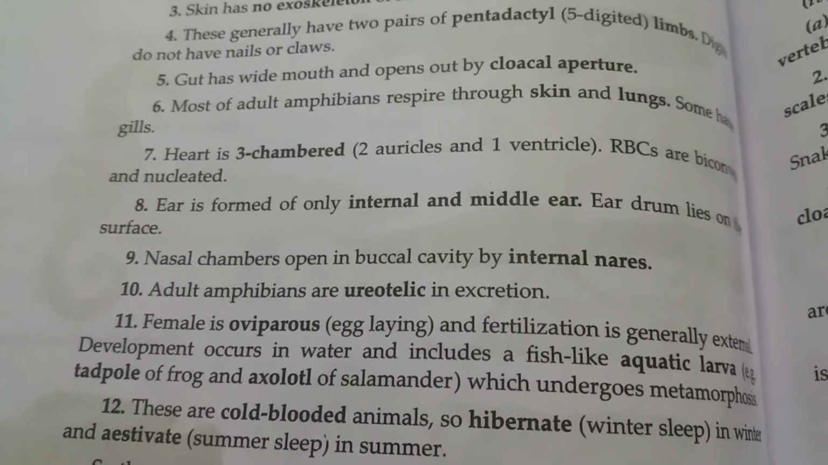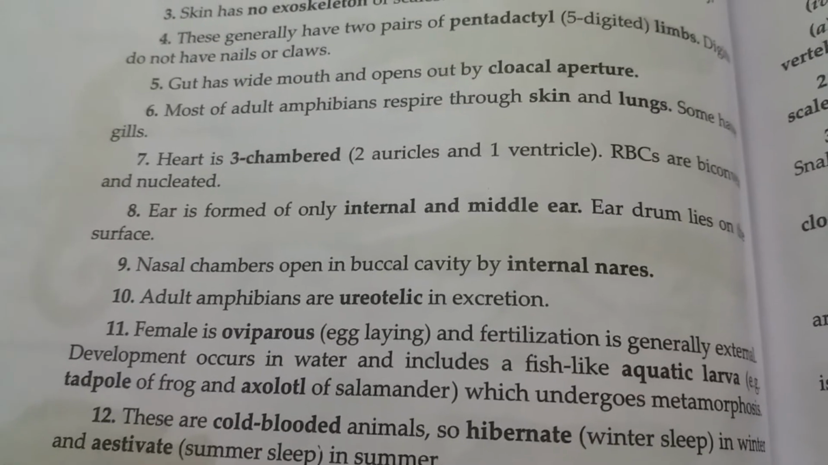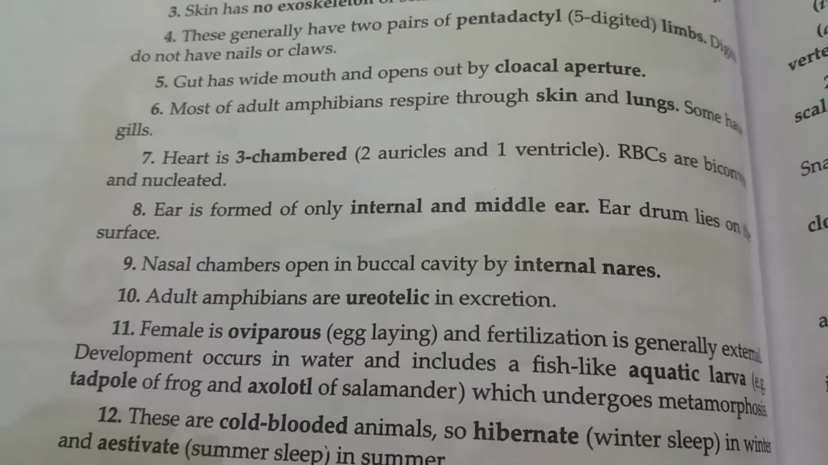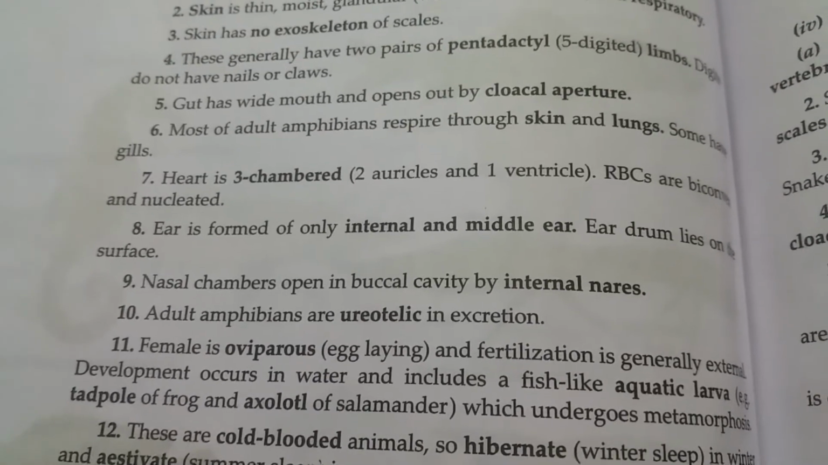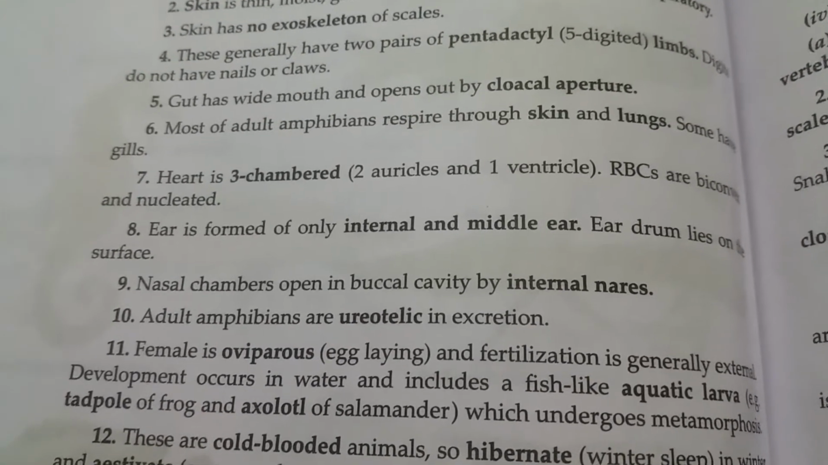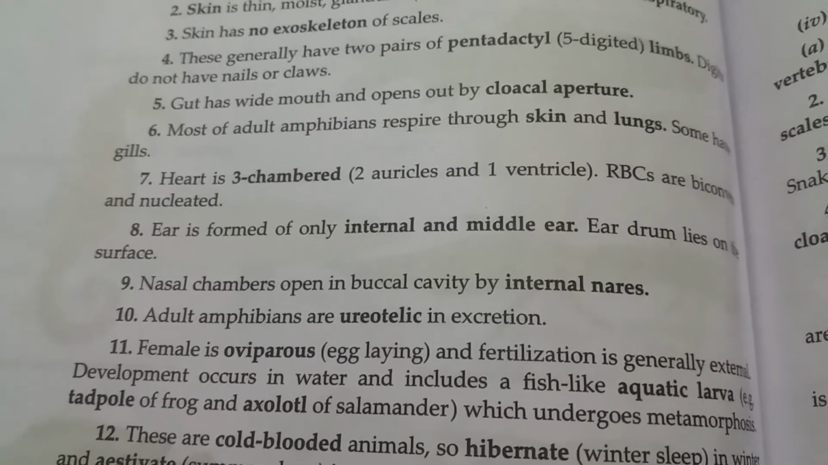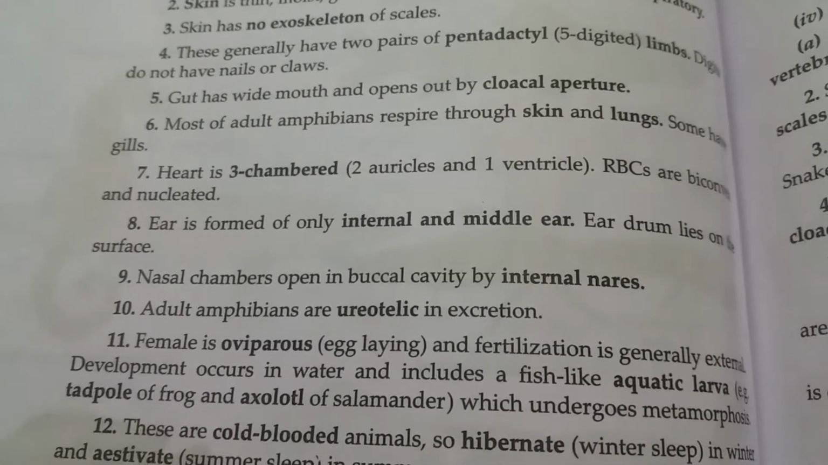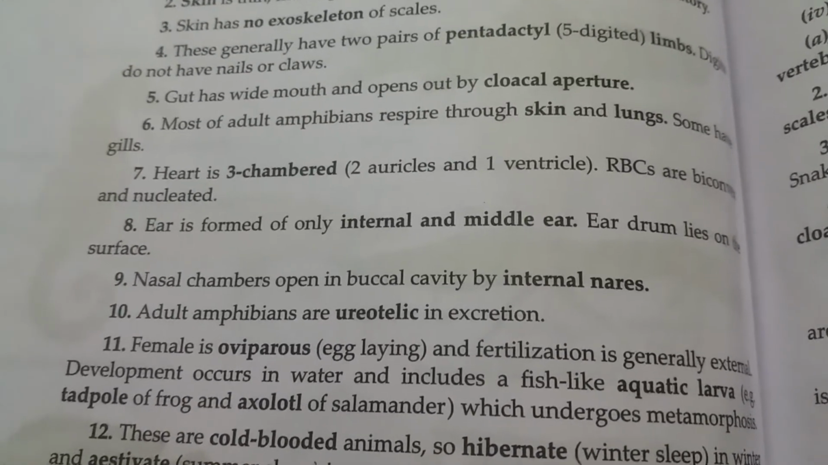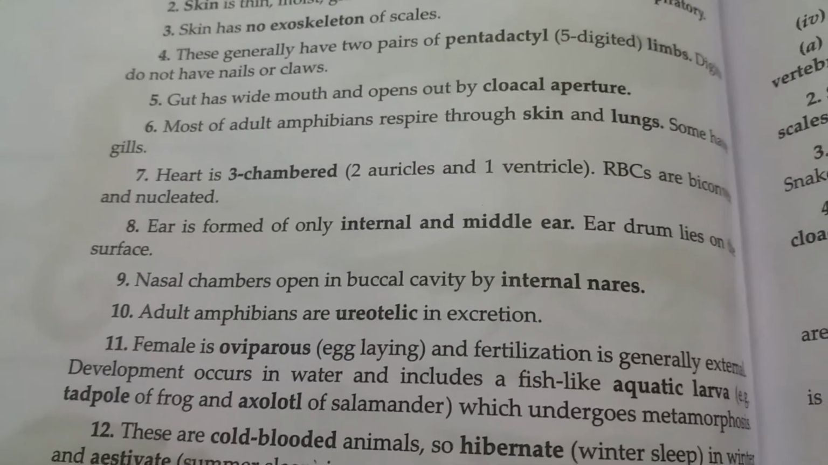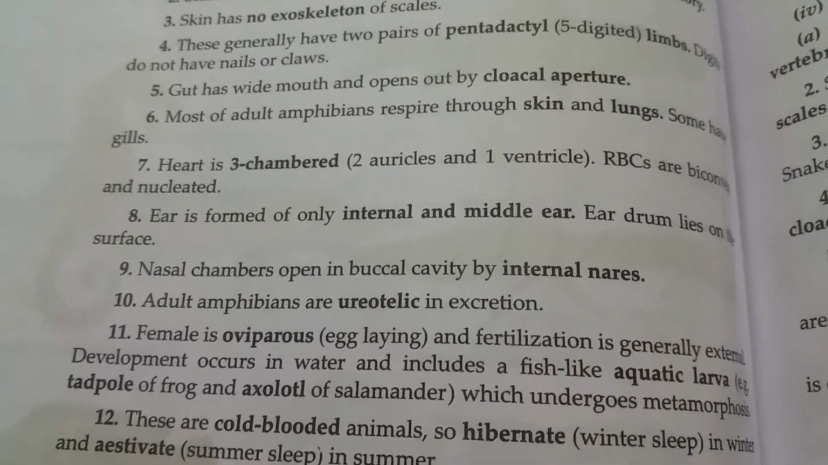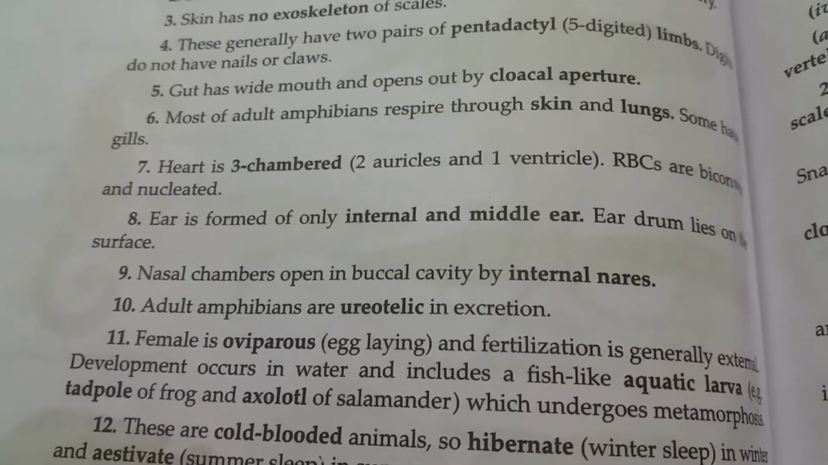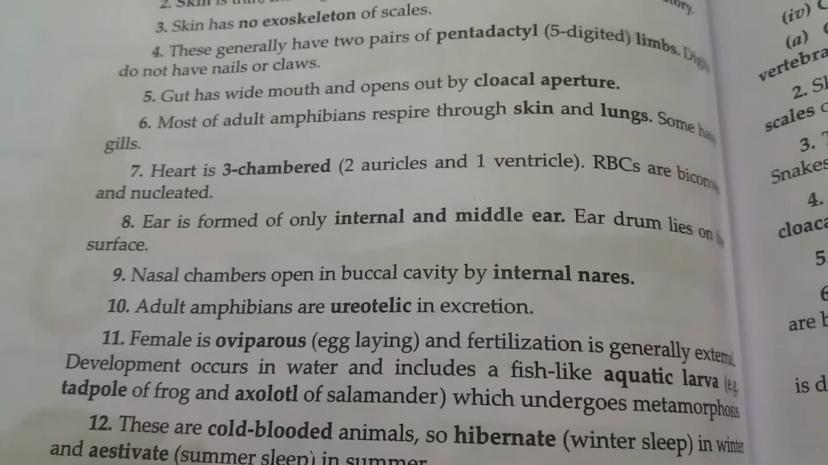Here oviparous means the animals which lay eggs. So female is oviparous. And fertilization is generally external. In class Amphibia there is external fertilization. Development occurs in water and includes a fish-like aquatic larva, tadpole of frog, which undergoes metamorphosis. In previous classes you have studied the life cycle of frog, so we know that there is larva, tadpole, and then a frog. This is the life cycle.